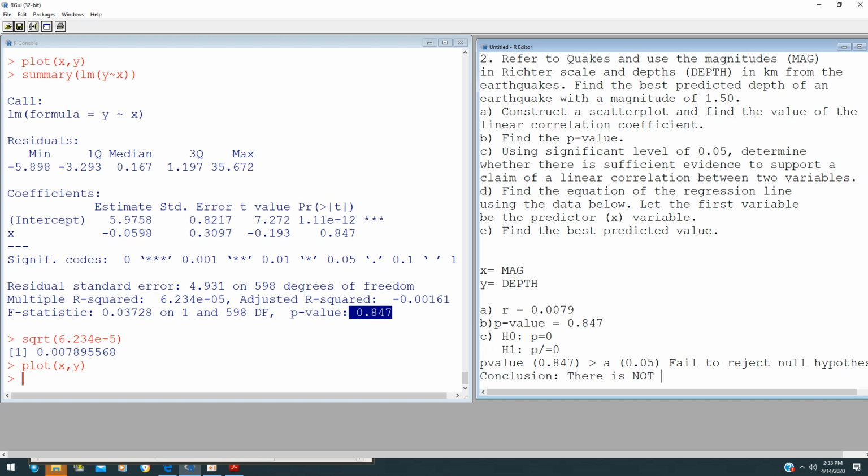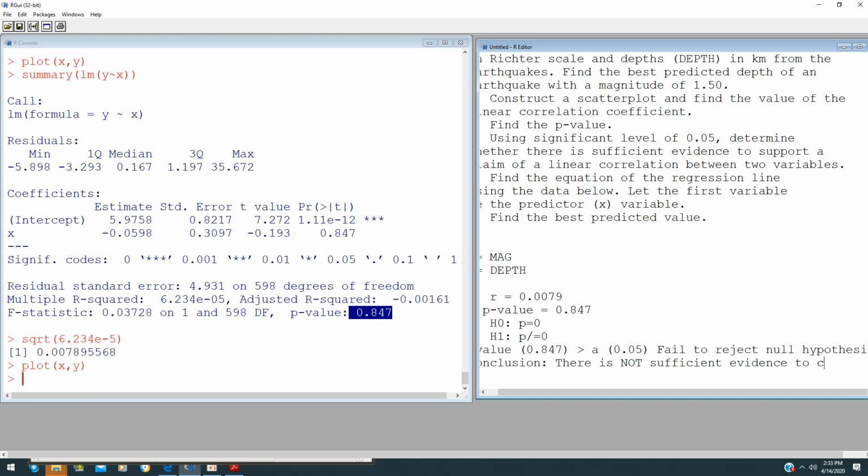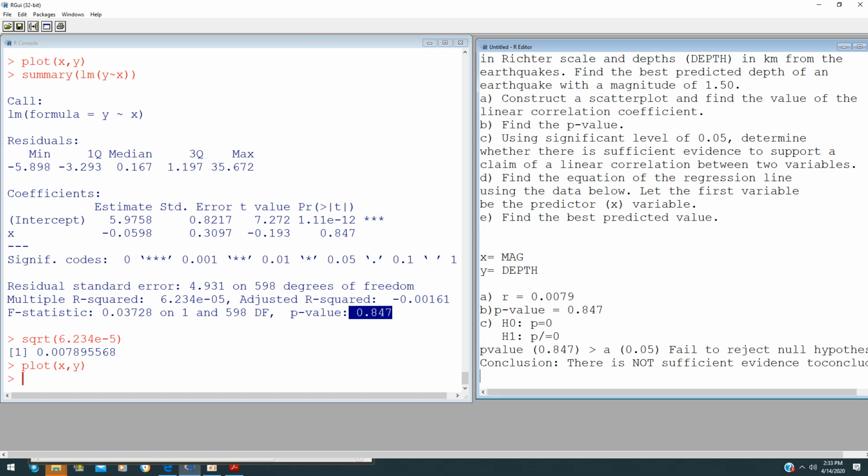is not sufficient evidence to conclude there is a linear correlation between the two variables, between the magnitude and depth.